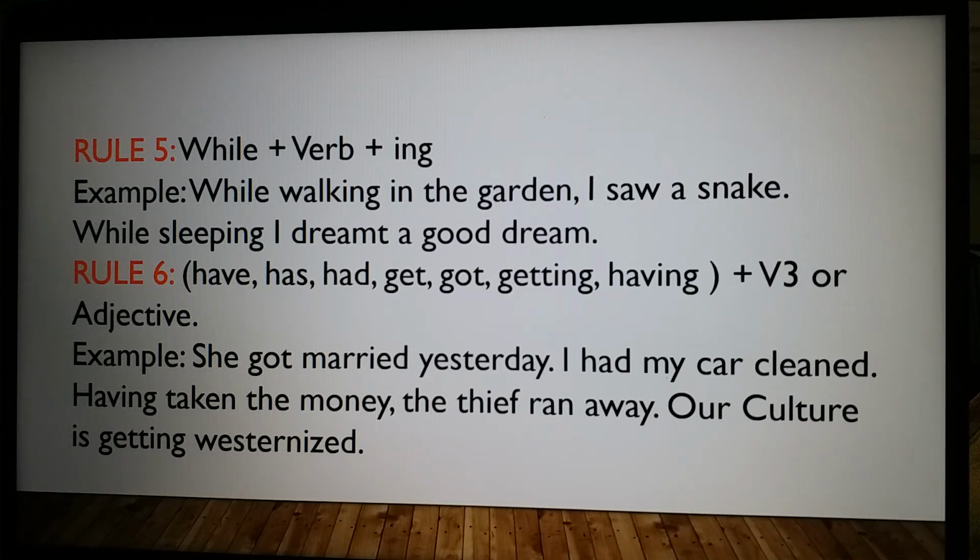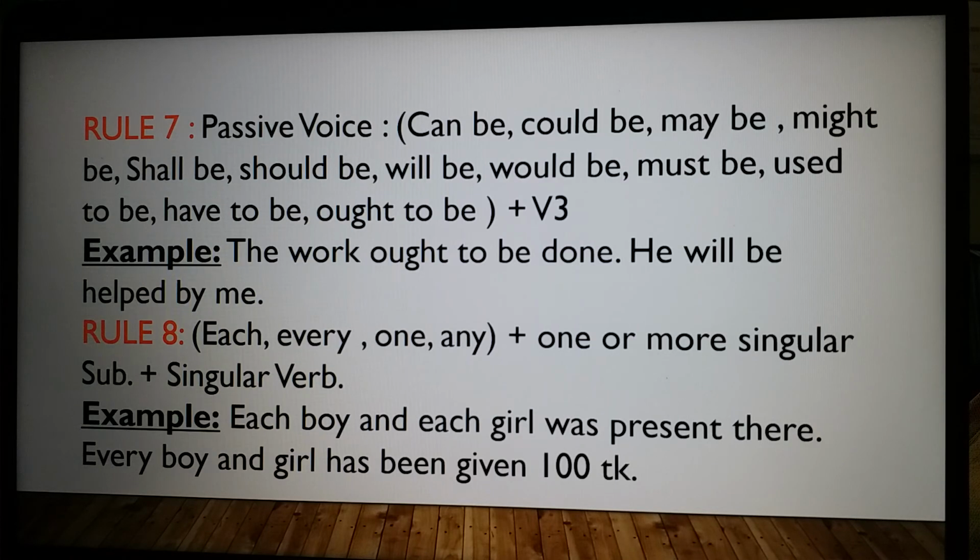You see here we use the verb given in the bracket. Got, had, having and getting. After these words you see the verb is used in past participle form.